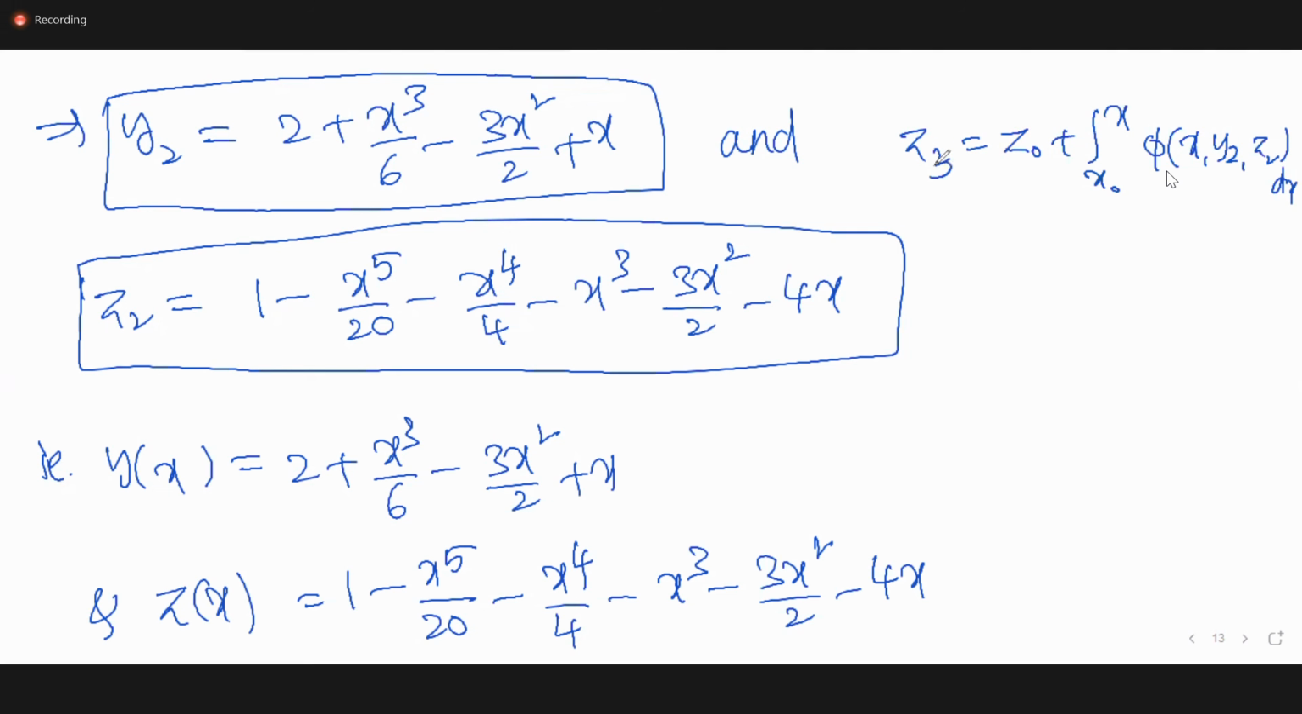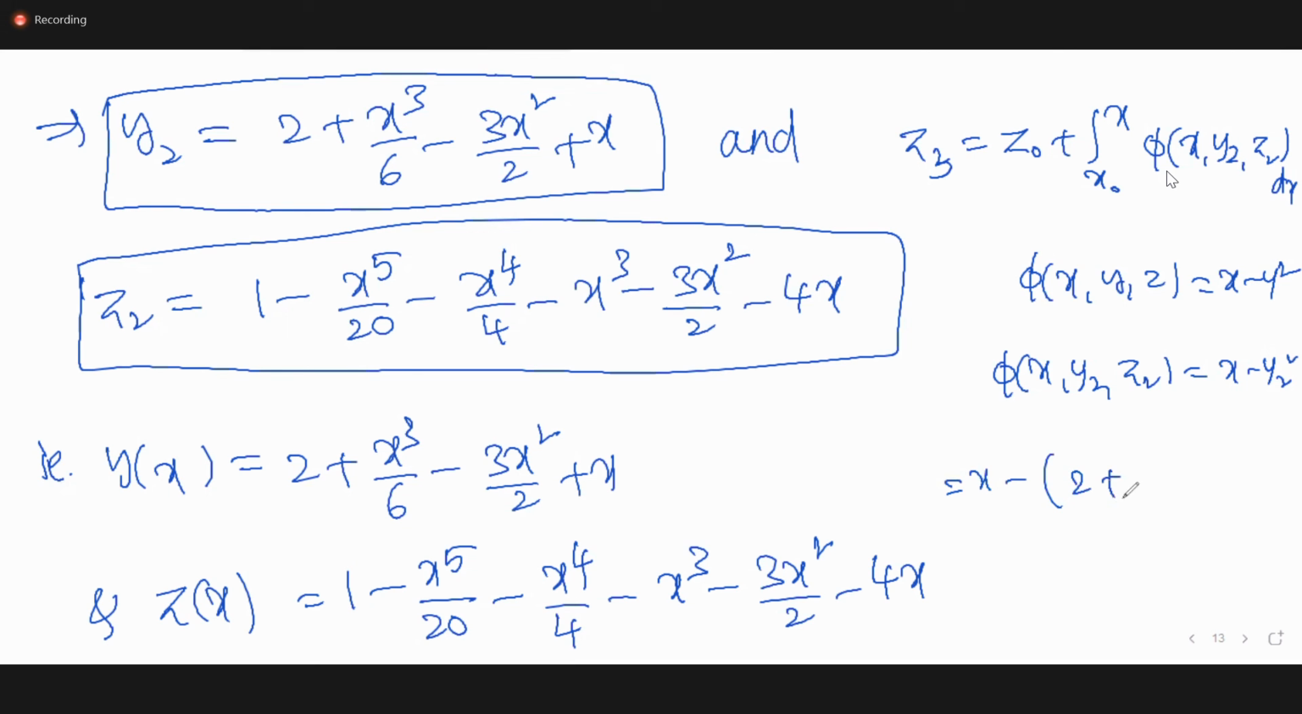Z3, sorry. In the third approximation of z, that is z3, is equal to z naught plus integration from x naught to x phi of x comma y2 comma z2. What is the given function? X minus y square. So phi of x comma y2 comma z2 is equal to x minus y2 square. What is y2? 2 plus x cube by 6 minus 3x square by 2 plus x, whole square.